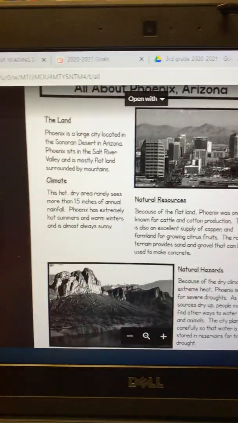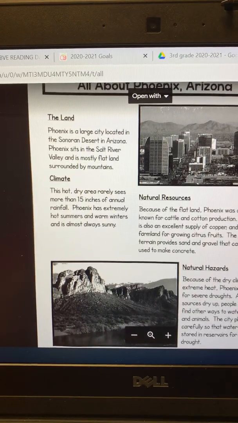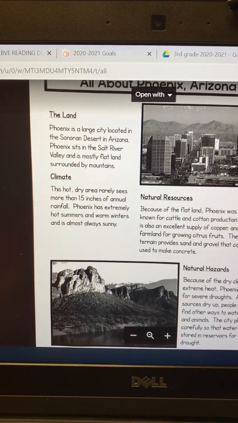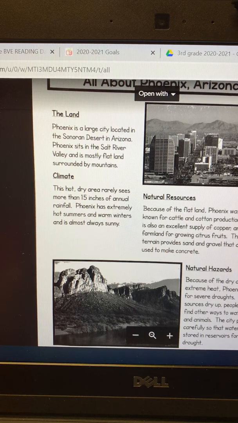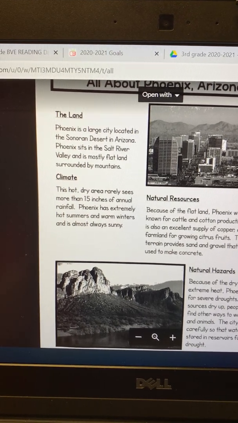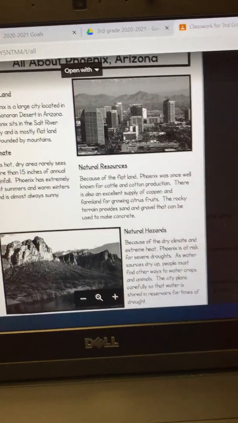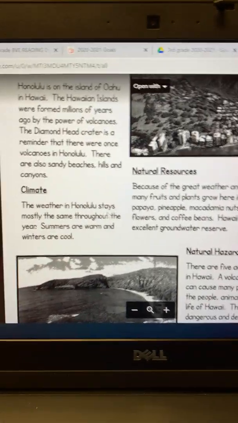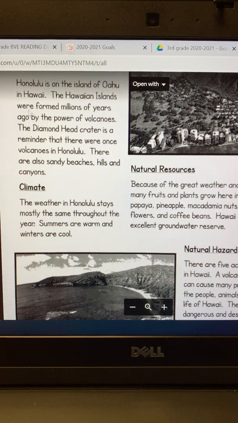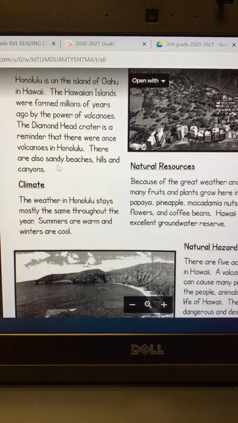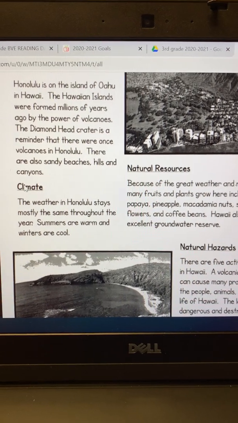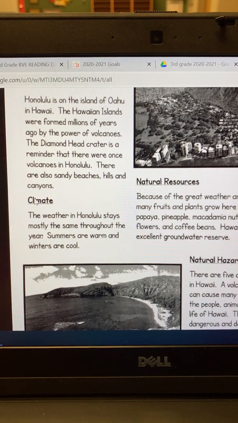So here's Phoenix. It says Phoenix is a large city located in the Sonoran Desert. Phoenix sits in the Salt River Valley and is mostly flat and surrounded by mountains. Now, if I go back to Honolulu, it doesn't say that it's flat. It says there's also sandy beaches, hills, and canyons. So it's actually kind of bumpy there. The desert is a little more flat.